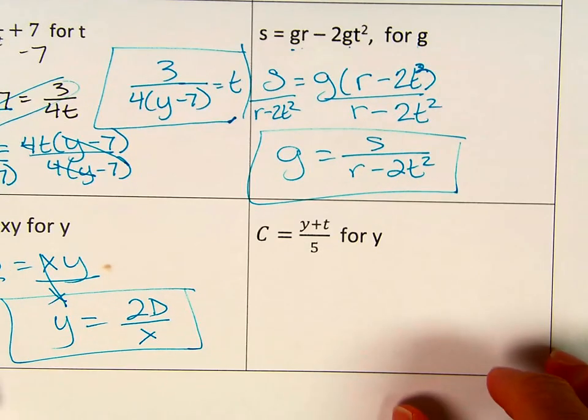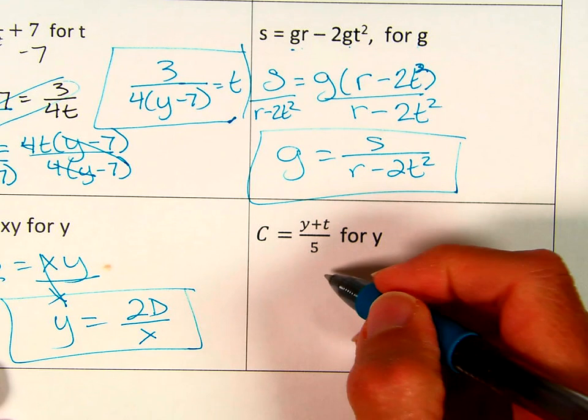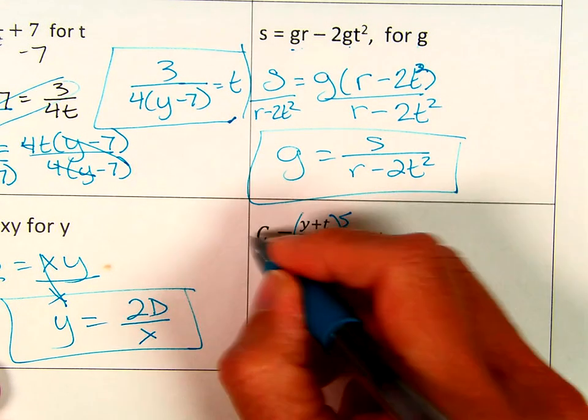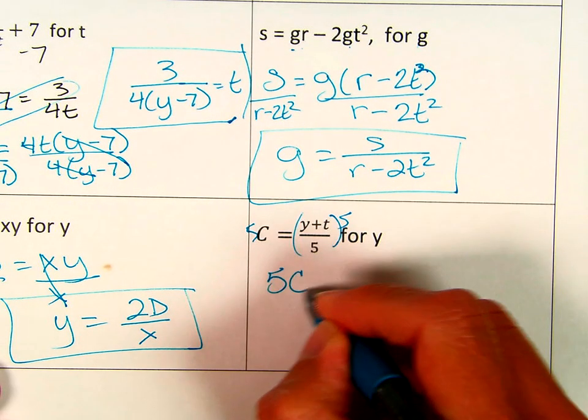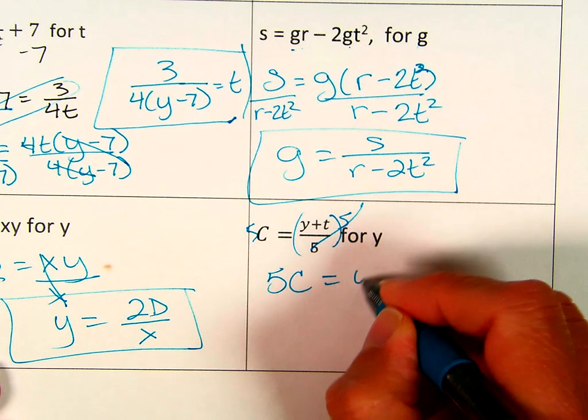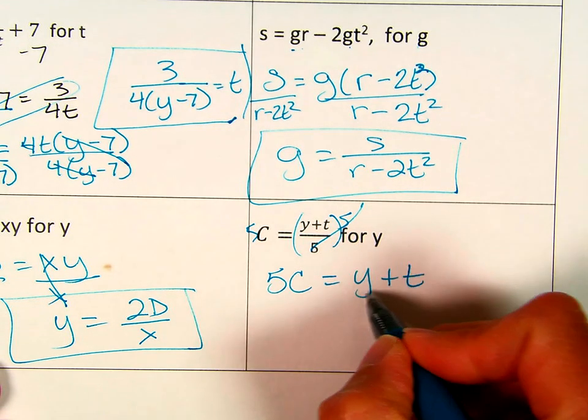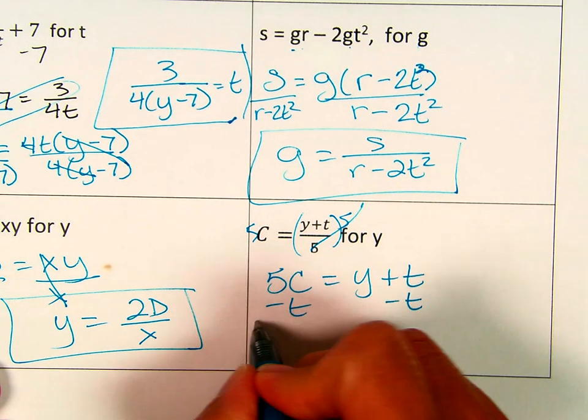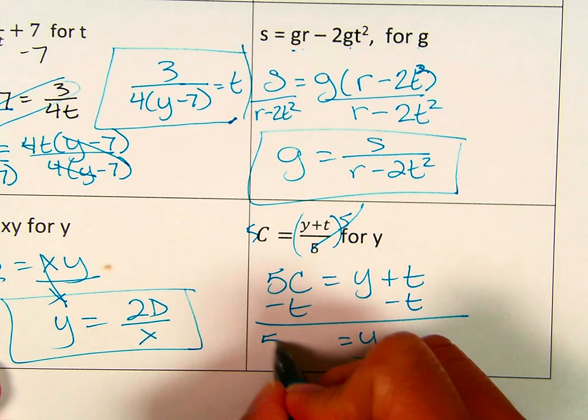Last one, solving for y. I need to get rid of this divided by 5 first. So I'm going to multiply both sides by 5. 5c equals, those cancel, y plus t. And in order to get y alone, I'm going to subtract t from both sides. Those are not like terms, so I just get 5c minus t.